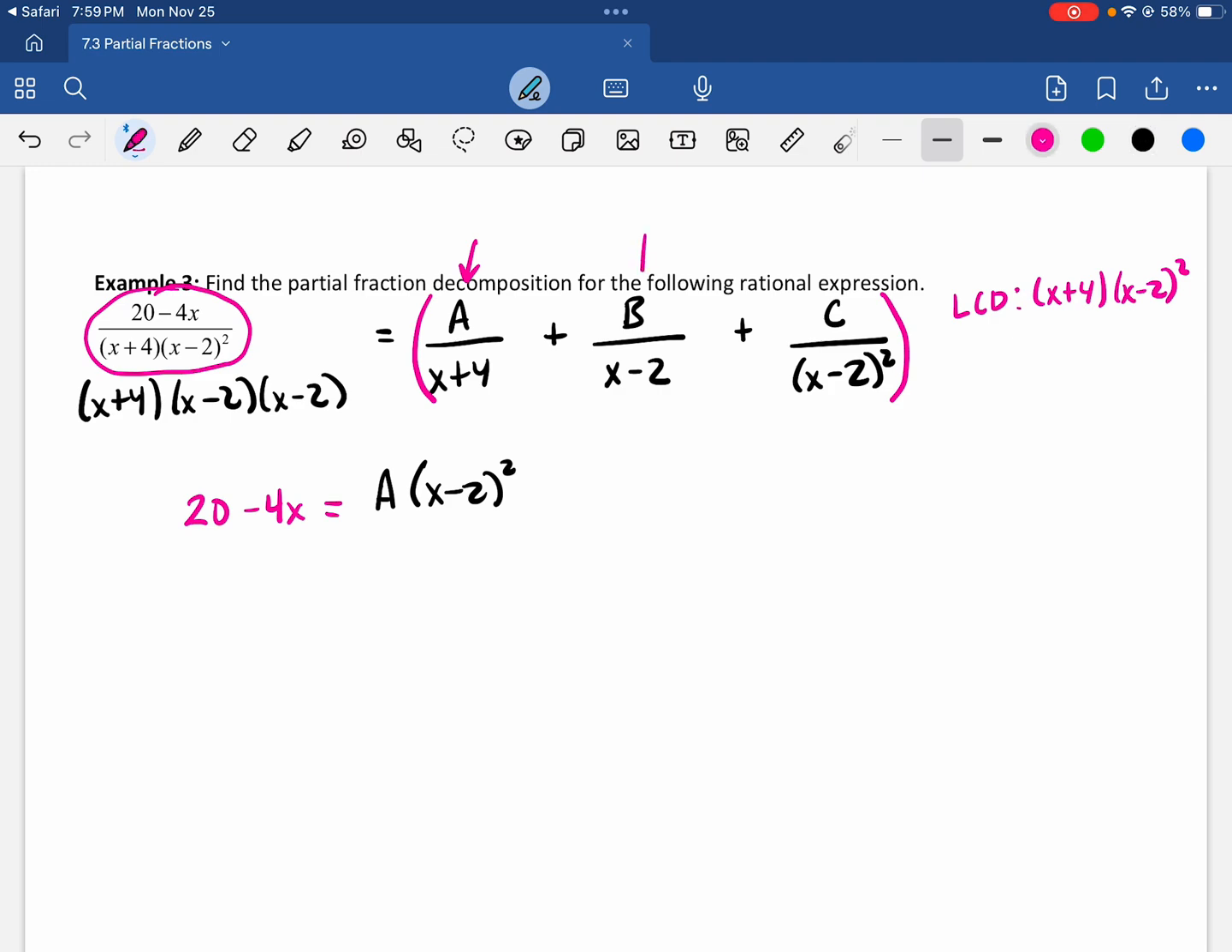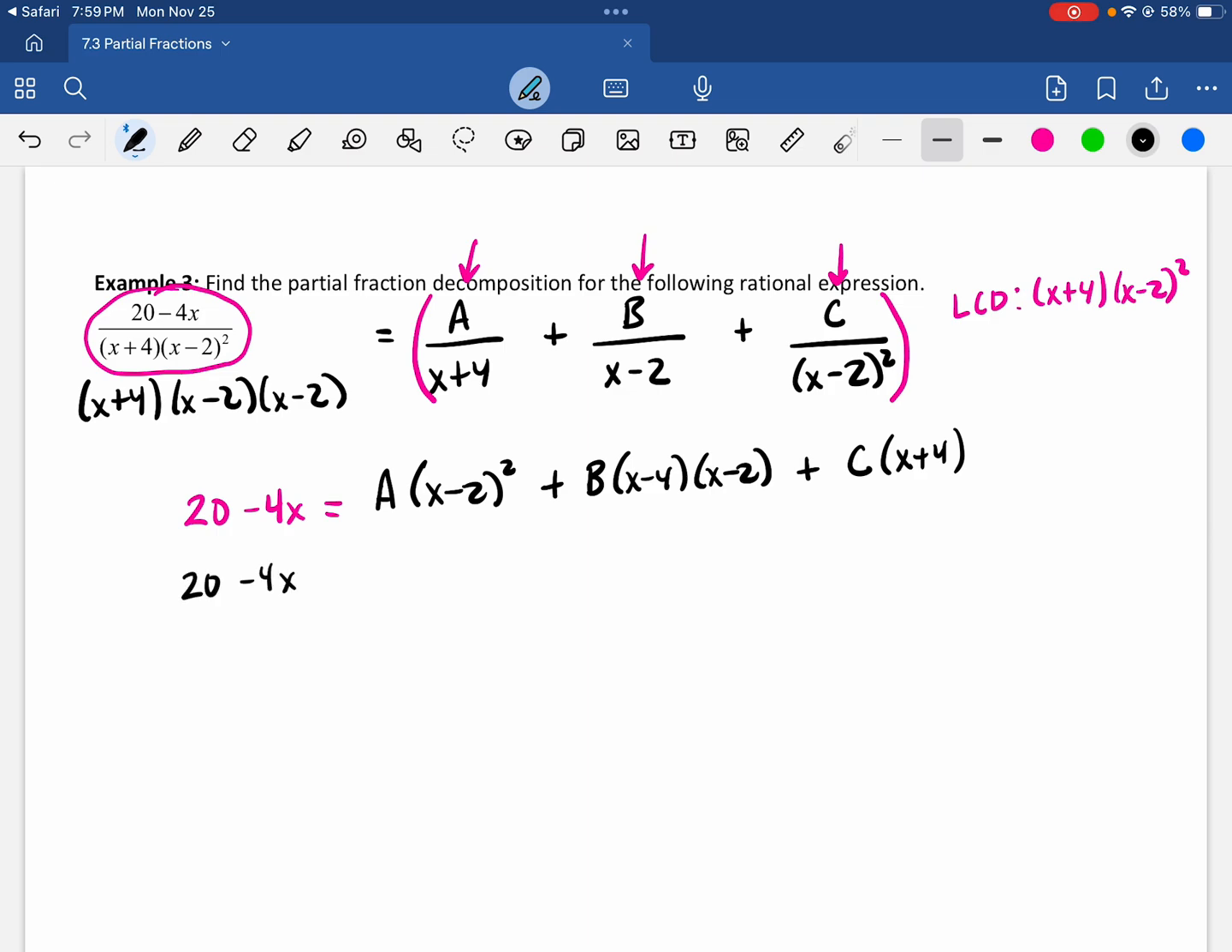When I do it times this second one, one of the x minus 2s is going to cancel, but we're going to be left with the x plus 4 and the other x minus 2. And then when I do the LCD times this last one, we're going to be left with the C and the x plus 4, because the x minus 2s cancel each other out. So we are going to have to do a little bit of FOILing here for each of these to simplify that right-hand side.